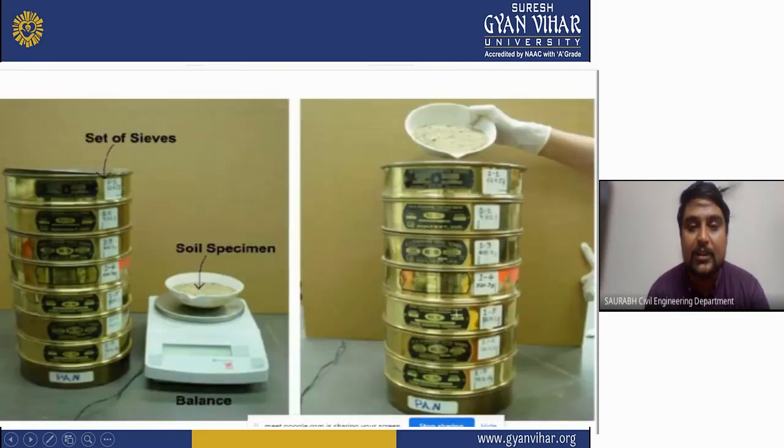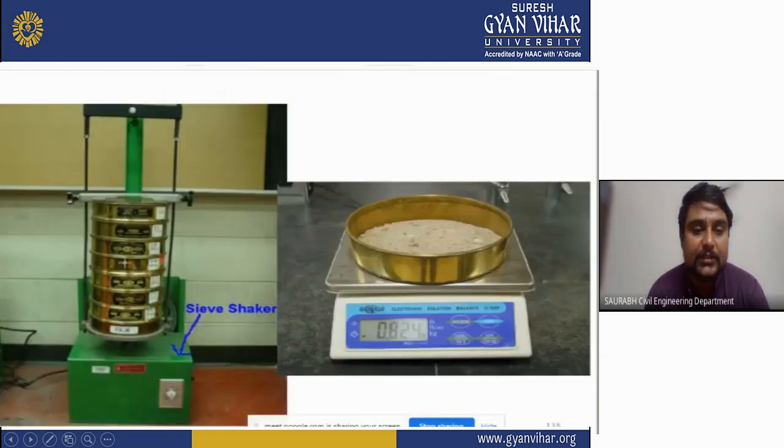This is the method of arranging the sieves, and we have to do it like this: the size of the sieves will go from bigger to smaller. The first one is bigger, then the smaller, and so on, and this will be your set of sieves. Means you have to fix the sieves like this. Now you can see this is your sieve shaker, which is used for shaking the soil, and this is your weighing machine with which you will weigh your soil sample.